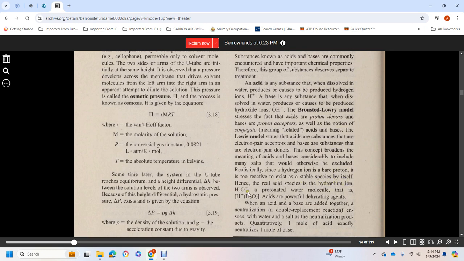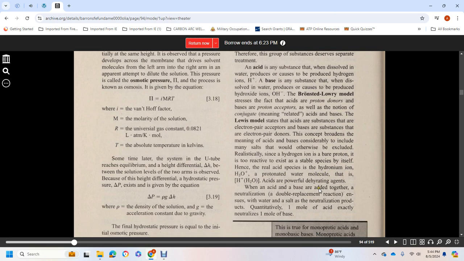is the hydronium ion, a protonated water molecule that is an acid, a powerful dehydrating agent.